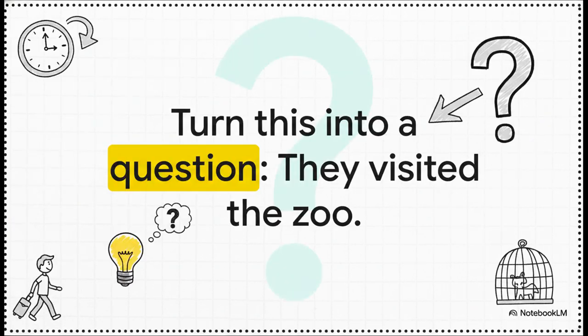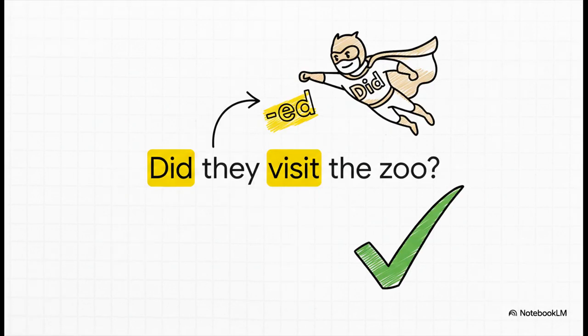All right, last practice question for now. We're going to switch it up a bit. Take this sentence and turn it into a question. How would you ask if this happened? Don't forget about our superhero helper verb. That's it. You start with did, and then this is the most important part. You take visited and change it back to its original form, visit. So the question becomes, did they visit the zoo?